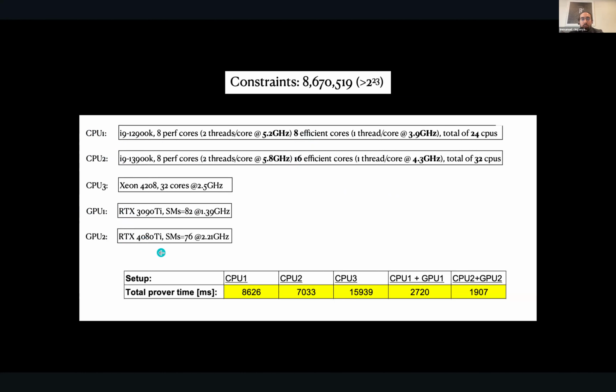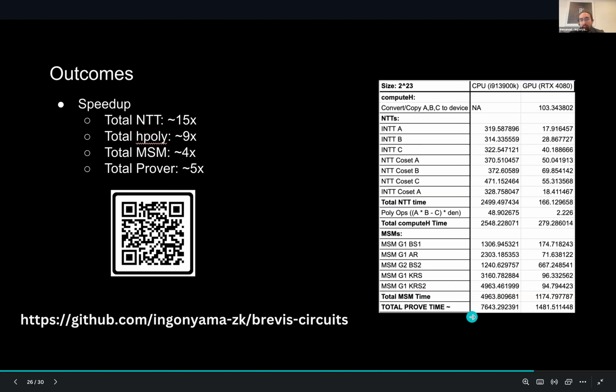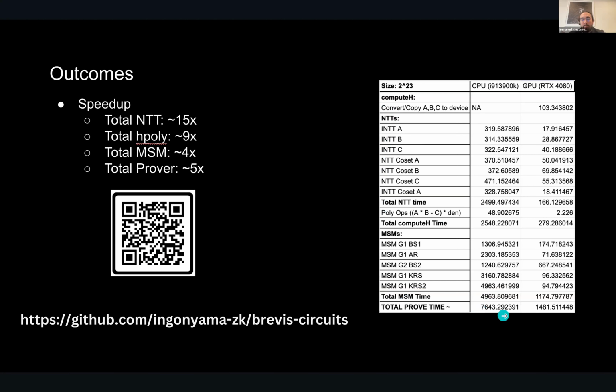Here are the results in detail. We went from basically 7,000 milliseconds down to 1,400, and our speedups for NTT were times 15, MSM times 4. This is running on a single GPU, by the way. So, for example, if we just added one more GPU and split the MSMs between the GPUs, we would see a times 8 here. And the general prover speed increase was times 5. And this was on Brevis circuits.